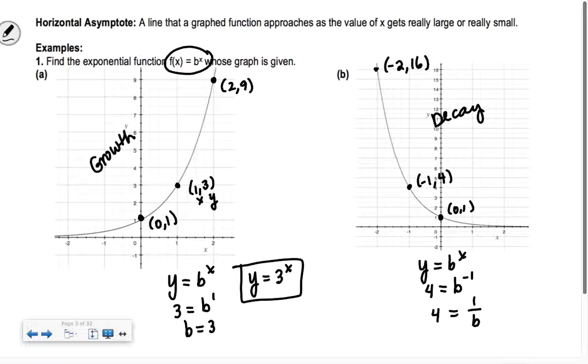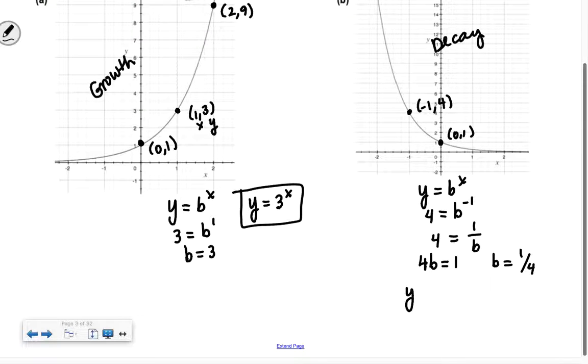So we got to do some moving around. So we're going to multiply the b over. So we get 4b equals 1. So we end up getting b equals 1/4. And that's our answer. So, well, I guess it's not totally our answer. I should write my final answer as that function, right? So you can write f of x or y. Y equals 1/4 to the x.